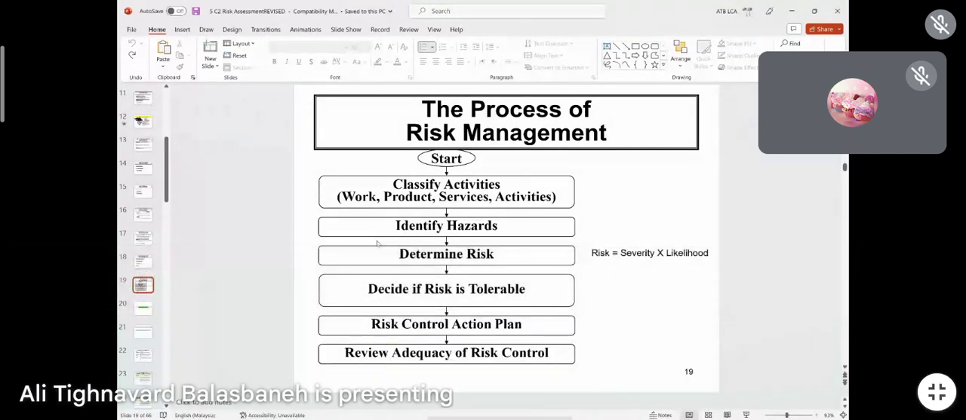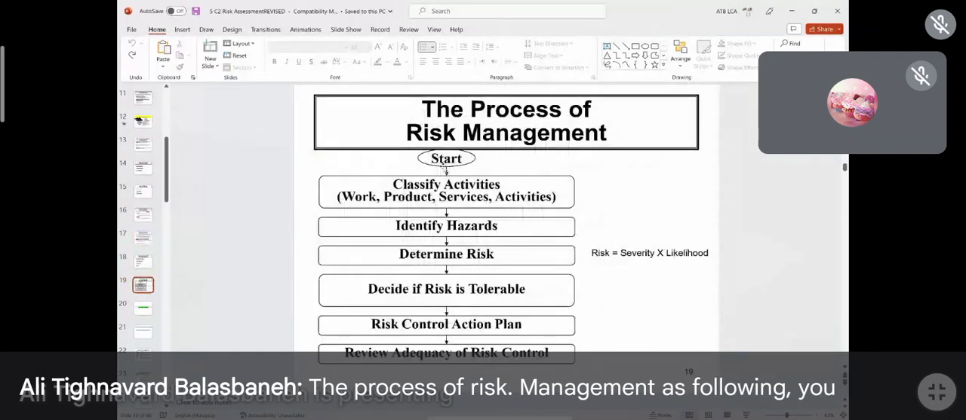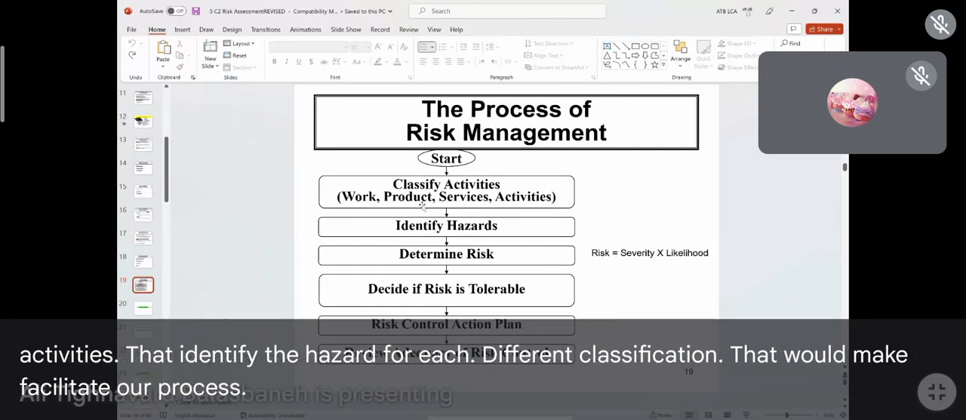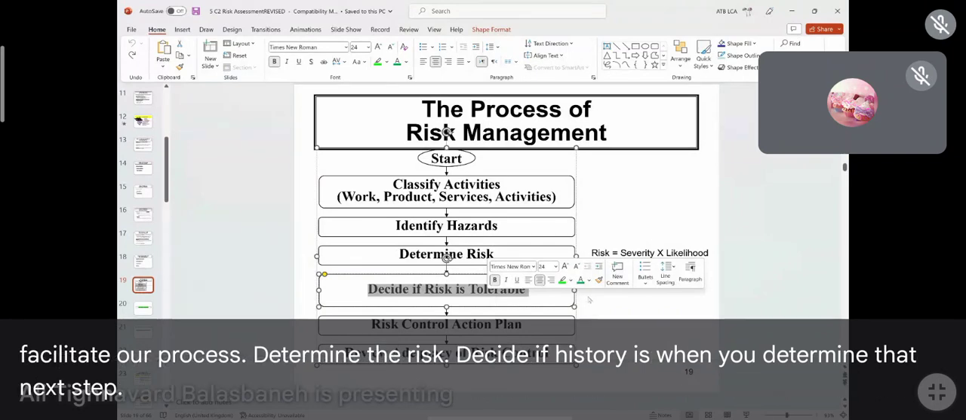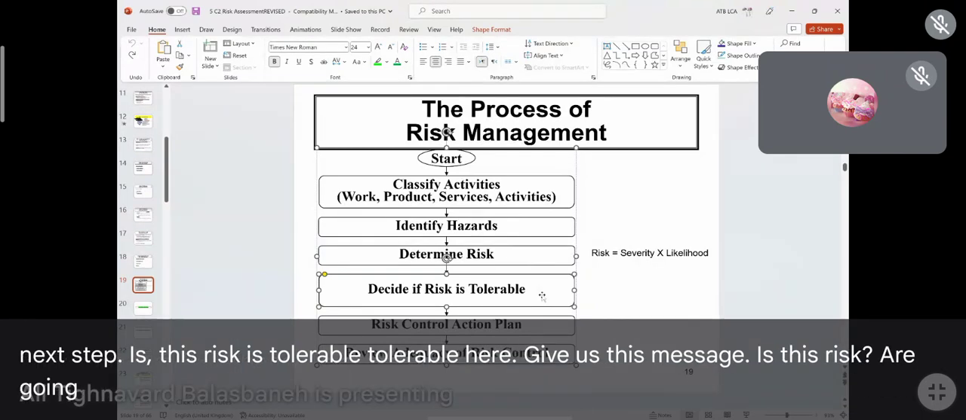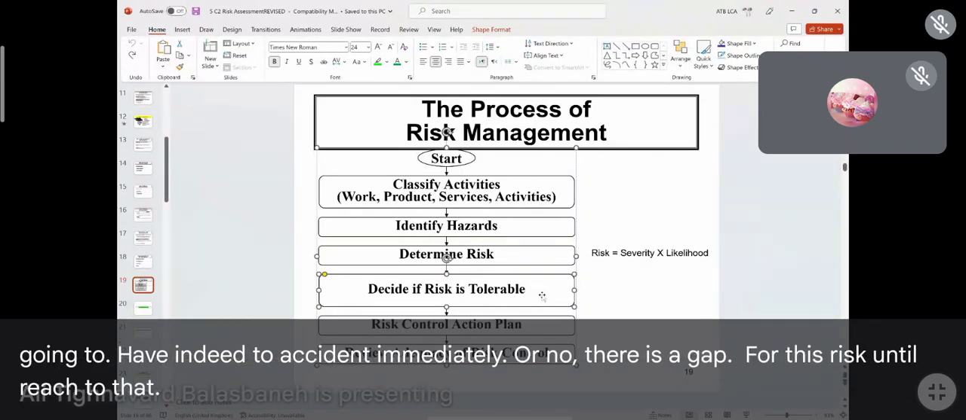The process of risk management is as follows. You can follow this flow chart that you can see on your screen. It is an identification that will facilitate our process: determine the risk, then decide if this risk is tolerable. Is this risk going to lead to an accident immediately, or is there a gap until you reach that stage of imminent danger or accident?